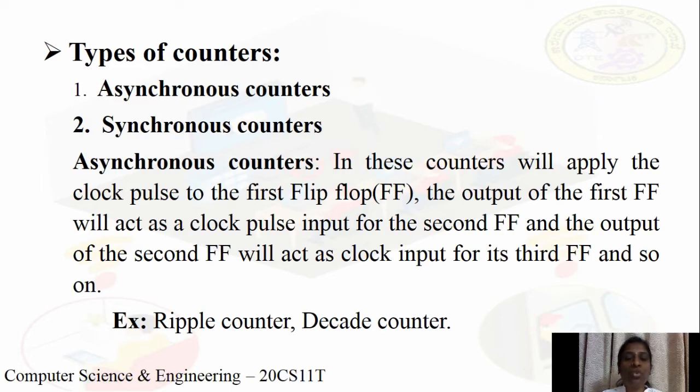Here we won't apply the clock pulse to the second, third and so on. The clock pulse will be applied to only the first flip-flop. Then, to change the state of the second flip-flop, we give the output of the first flip-flop as the clock input to the second flip-flop. Then the output of the second flip-flop will act as the input for the third flip-flop and so on. Please remember, in the asynchronous counter, the clock pulse is applied only to the first flip-flop. The examples for the asynchronous counters are the ripple counter and the decade counter.